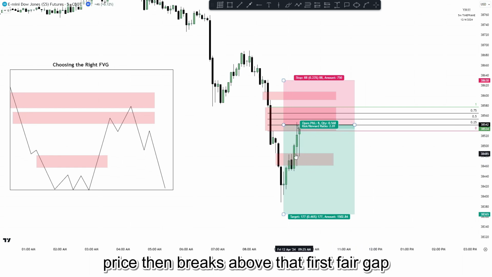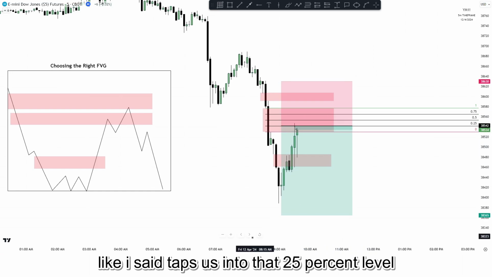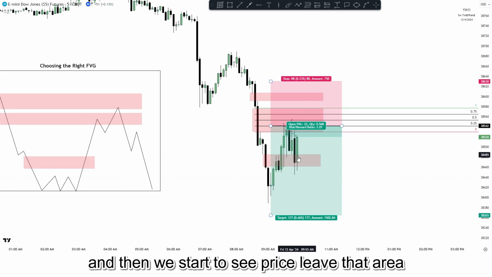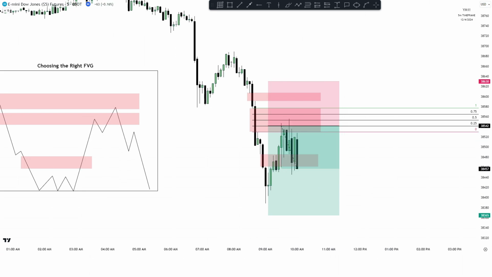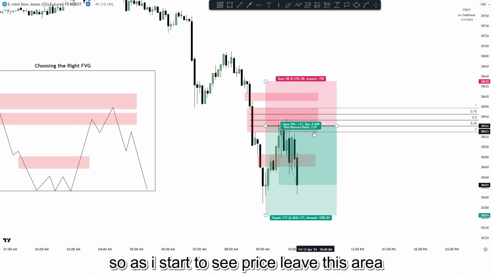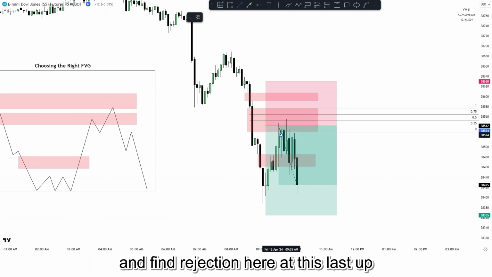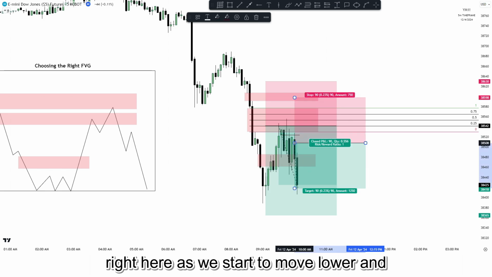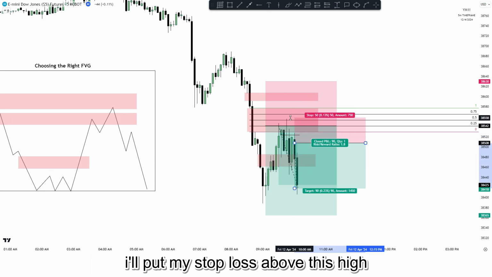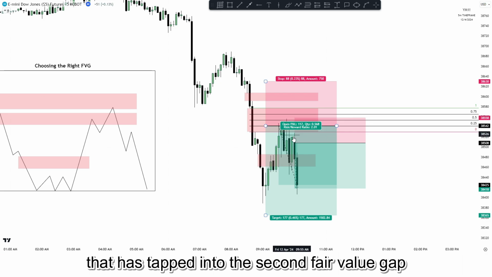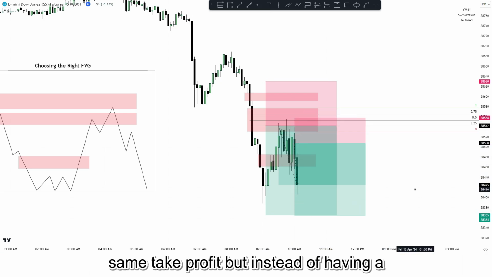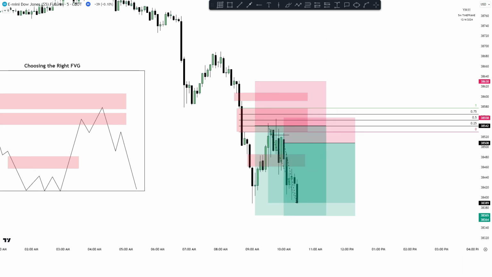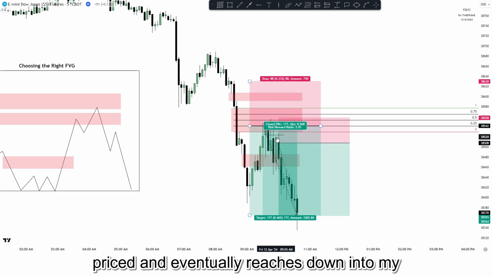Price then breaks above that first fair value gap, like I said, taps us into that 25% level. And then we start to see price leave that area. So as I start to see price leave this area and find rejection here at this last up close candle, I'll then scale into my position right here as we start to move lower, and I'll put my stop loss above this high that has tapped into this second fair value gap. Same take profit, but instead of having a 2-to-1 R, I now get a 3-to-1 R. And let's see what happens. Price then eventually reaches down into my targeting.